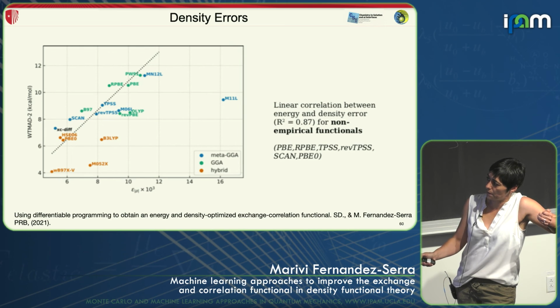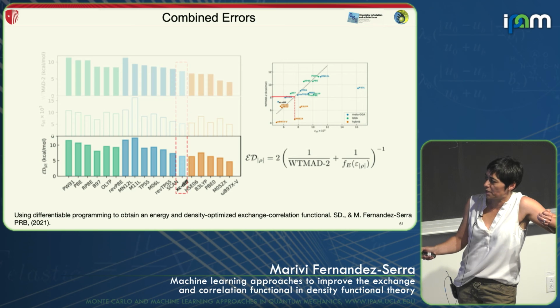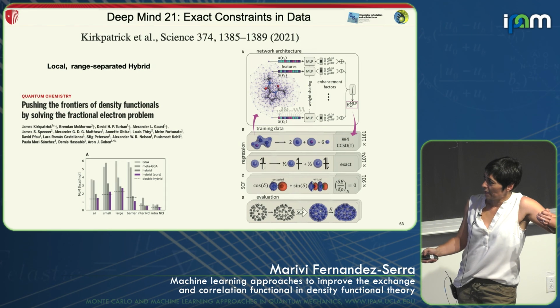Of course, all the hybrid functionals are in that region. This is where we are. In a way, we are at the interface of the meta-GGAs with hybrids, even though we are still a meta-GGA. You can define a metric that combines the two of them. You can ask me about it, it's not very complex. In this combined metric, we are very much at the hybrid level.